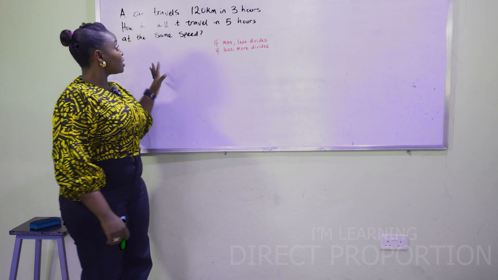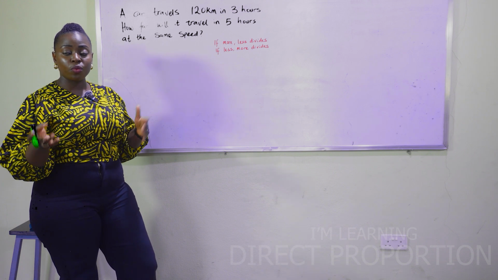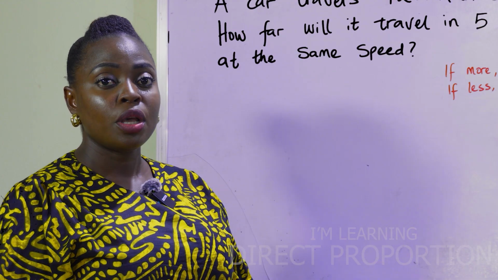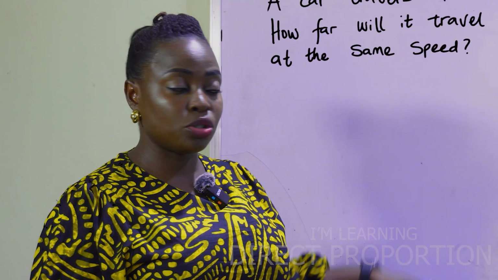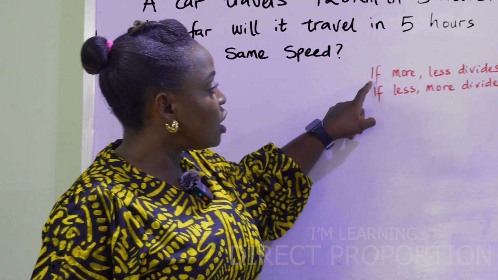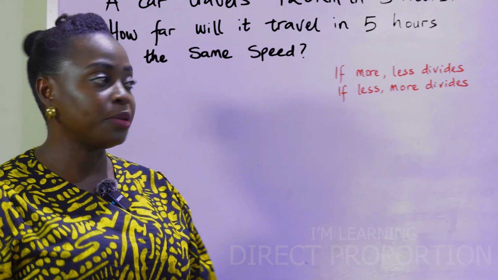Now, so we've looked at this question and we've solved it using x1 over y1 is equal to x2 over y2. But I want to show you another method of solving direct proportion questions. Now, look at this. If more, less divides. If less, more divides. I will explain.